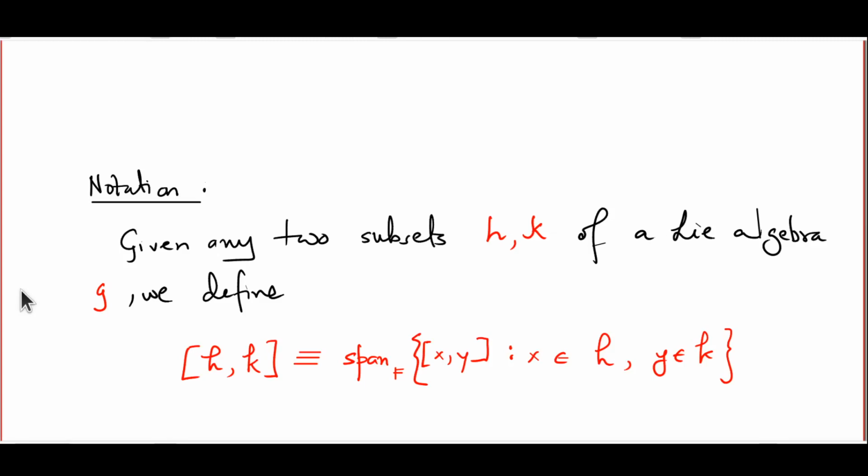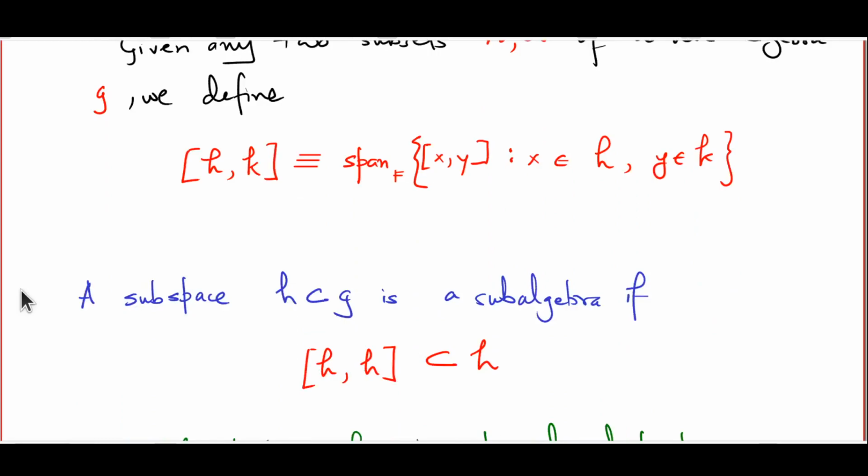Now, in the language which is facilitated by this notation, we can immediately say that a subspace H, which is a subset of G, is a subalgebra if it obeys the following. The Lie bracket of H with itself has to be contained entirely within H. Because note, that is the only real condition that we want to impose here. If you take any two elements from H, their Lie bracket has to be in H itself.